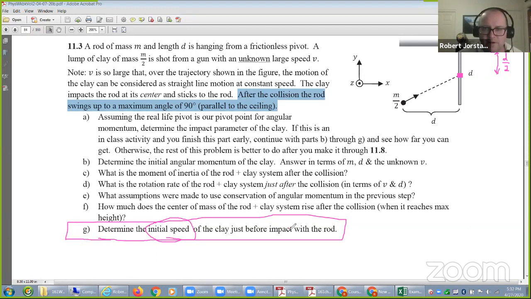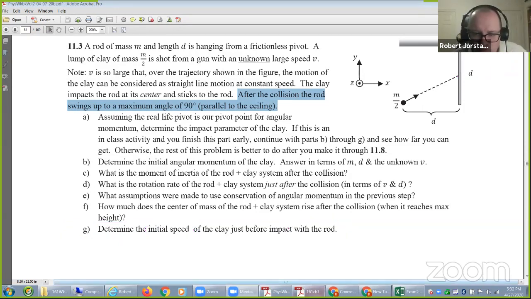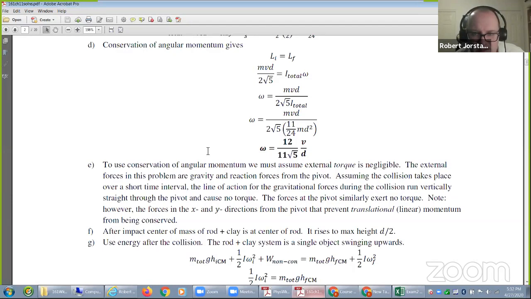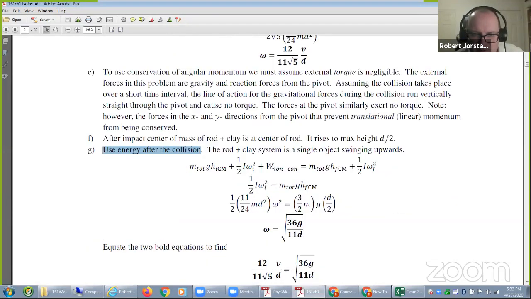Oh, so we're doing an energy problem. All right, so let's go look at this one, and hopefully I did the energy problem. Use energy after the collision. It's a single object swinging, so I use my swinging energy equation. There's the work. We're going to assume that's 0. Initially, hopefully it's obvious, I set the initial height to 0. So if I could, just making that clear.